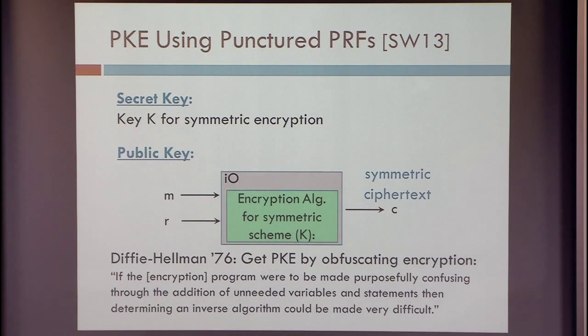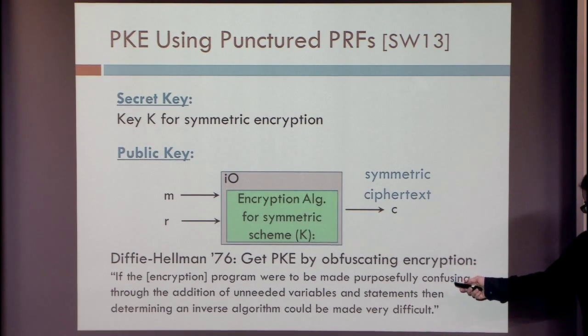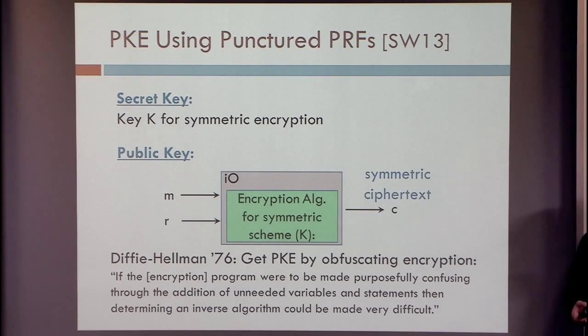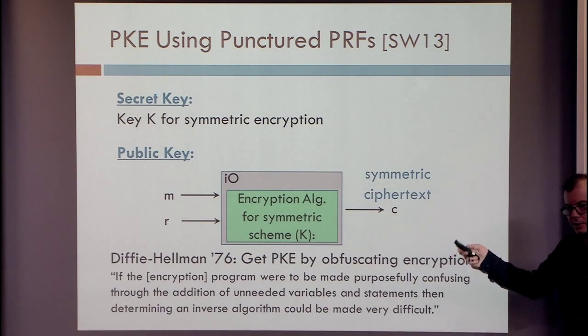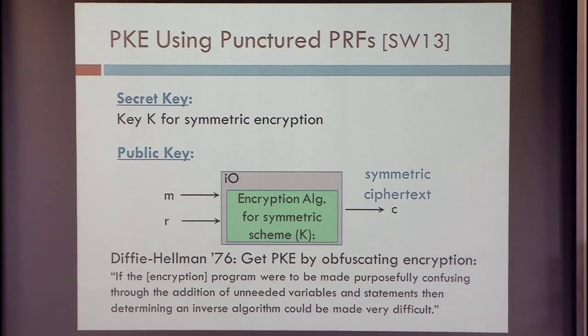Okay, so now I want to create public key encryption using punctured PRFs. I already described public key encryption from I/O and one-way functions before, from witness encryption. But it wasn't really what we intuitively would like to do. So Diffie and Hellman described what you would ideally like to do, which is just obfuscate the encryption algorithm. Take a symmetric cipher, obfuscate the encryption algorithm, provide that obfuscation as the public key. Anybody can encrypt, but for some reason people can't decrypt. The secret key is hidden. If you just add enough dummy variables, blah blah blah, maybe that works.